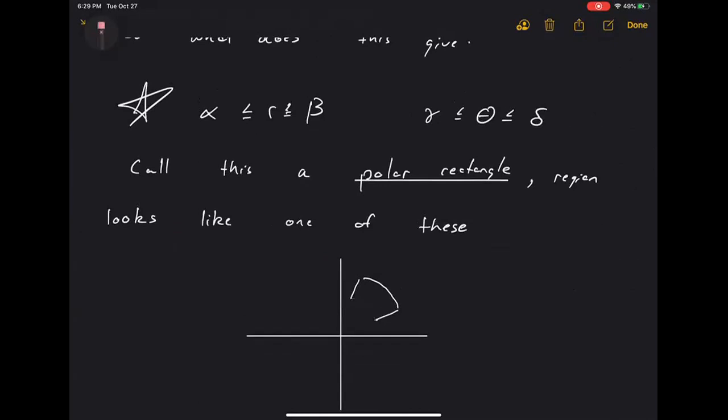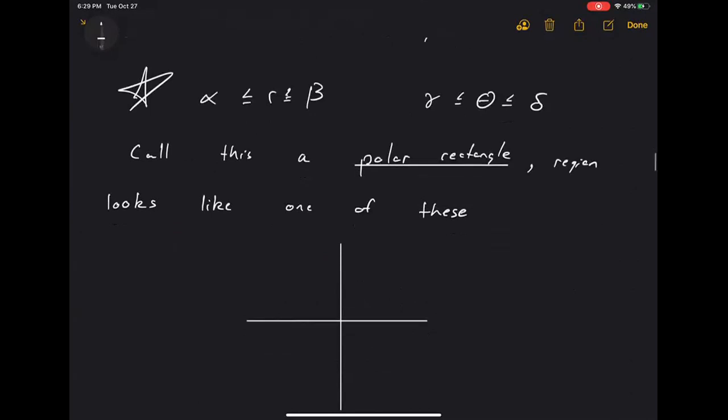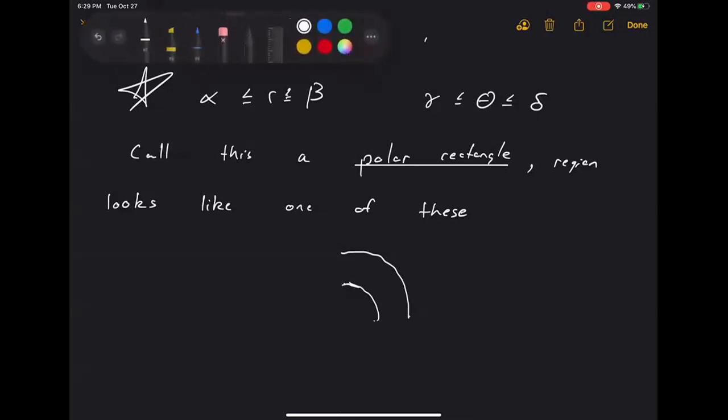Maybe my drawing doesn't convey that, but essentially think about two concentric circles, and I'm just going to draw a quarter of them. Let's say they go all the way around, right? What would theta between gamma and delta mean? Meaning, I'm considering angles.